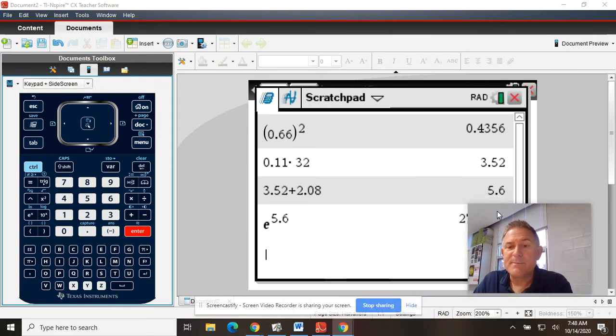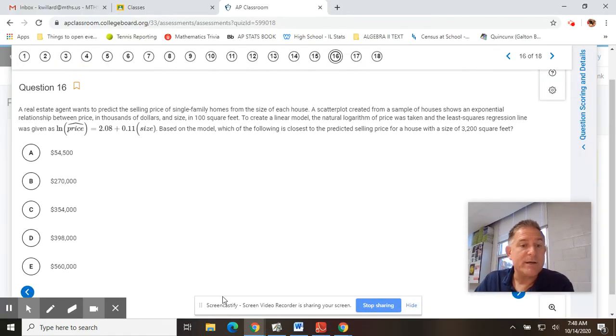270. And that's the price of my house, 270. Price is in thousands. Hey, look, 270,000. Shocking. So a little hard, but doable. Doable by the smarty pantses that you guys are.